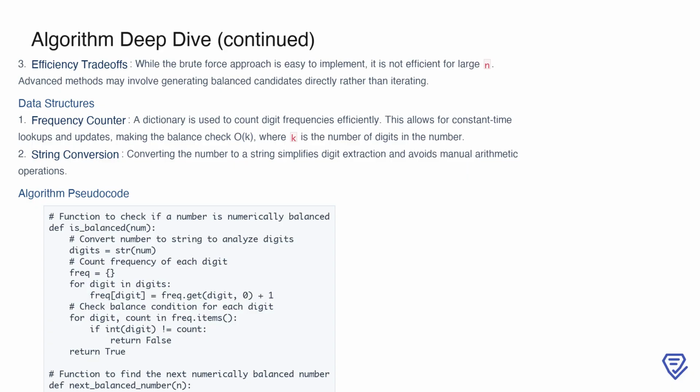The algorithm can be summarized in pseudocode. First, we define a function, is_balanced, to check if a given number meets the balance condition. This involves converting the number to a string, counting digit frequencies, and validating that the frequency of each digit matches its value. Then, in the main function, next_balanced_number, we start from n+1 and incrementally check candidates until we find the next balanced number.